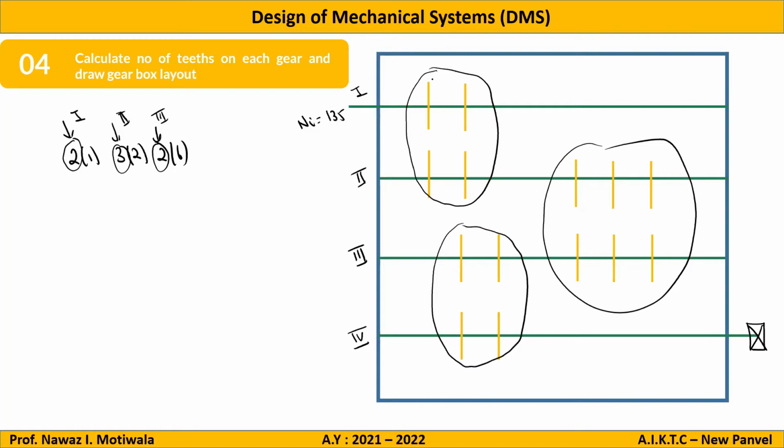So it will be, this is say 1 input, 1 output. So this will be 2 input, 2 output. Here it will be 3i, 4i, 5i, 3o, 4o, 5o. Here it will be 6i, 7i, 6o, and 7o. So this completes our initial rough sketch of our gearbox layout.